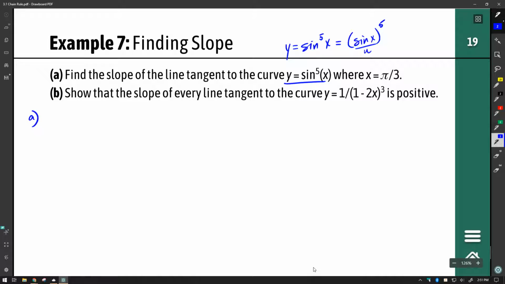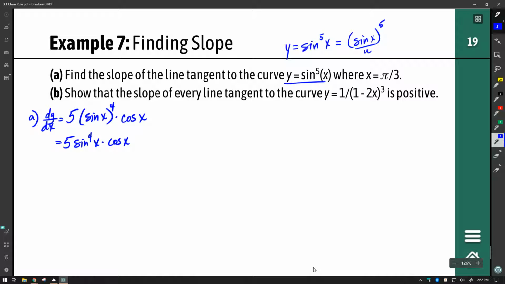So let's do part A. If we want to find the slope of the line tangent, we know we're looking at a derivative. So dy dx is equal to, first we'll differentiate the outside function, which is u to the fifth. So we have 5 times sine of x to the fourth power after we use the power rule and subtract 1 from the exponent. Now we link it up with the chain rule, times the derivative of the inside function sine of x, which is cosine of x. And so this is going to be then 5 sine to the fourth of x times cosine of x.